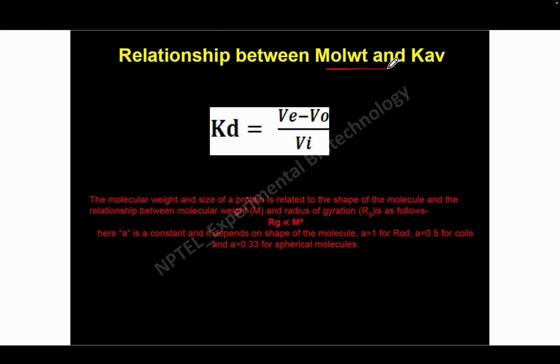Relationship between molecular weight and K average. So KD equals elution volume minus void volume divided by VI. The molecular weight and size of a protein is related to the shape of the molecule, and the relationship between molecular weight and radius of gyration is as follows: radius of gyration is proportional to M^a. Here a is a constant and it depends on the shape of the molecule. a equals 1 for rods, a equals 0.5 for coils, and a equals 0.33 for spherical molecules. Okay.